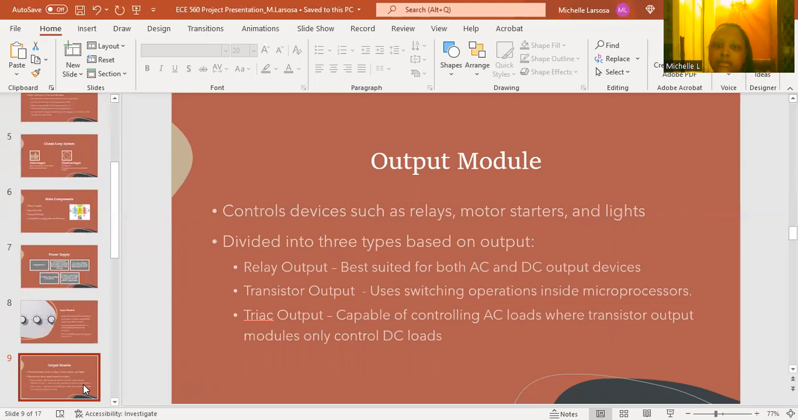Then the relay is pretty self-explanatory. It's best suited for both AC and DC output devices, and relays are used quite a bit throughout PLCs, and you'll see them a lot in the setup of ladder logic, or the programming logic, which we will see later on in this presentation.